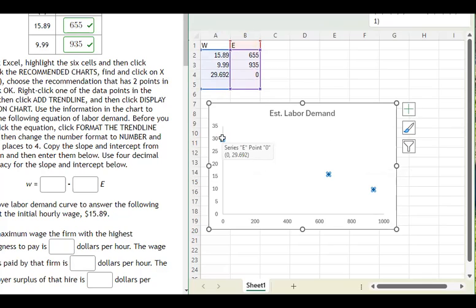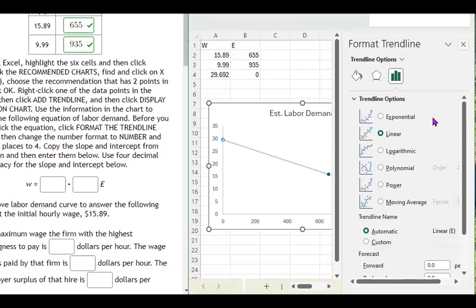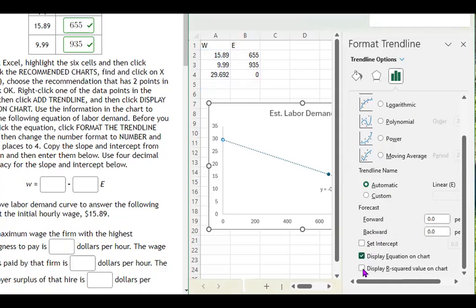When the employment level is 0, firms are willing to pay $29.69 per hour, right? And then this is the point that corresponds to a wage rate of $15.89. At $15.89, firms are hiring 655 employees. At $9.99, employers are hiring 935 employees, right? So I'll right click and then I'll add a trend line. And the trend line will be exactly what it was before, right?